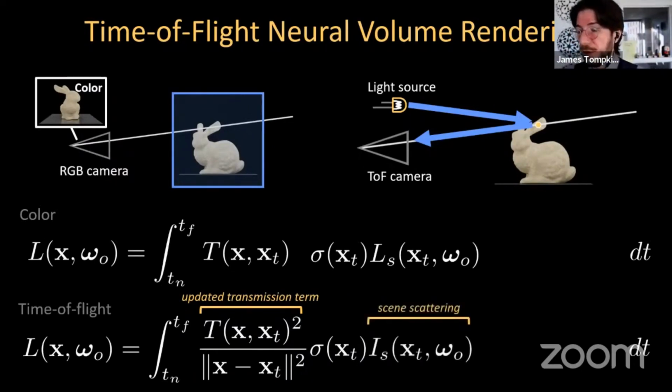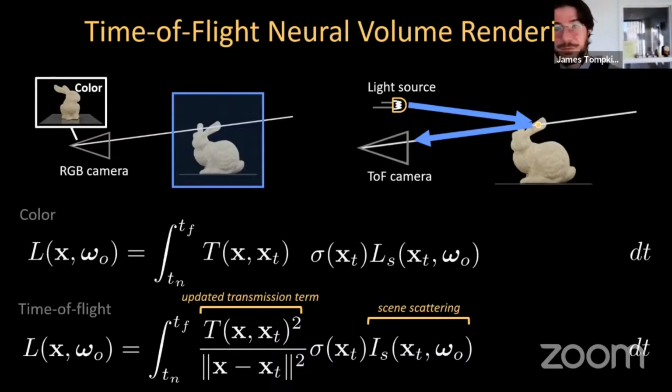And then instead of the light that comes towards the camera from a particular point, we're going to now have a scattering term or a scattering coefficient that says how much of the light is returned to the camera from that particular point. This is going to let us now solve a more sophisticated reconstruction problem.